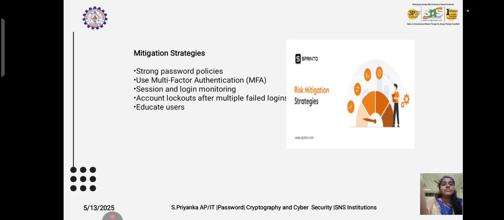Next is session and login monitoring. This mainly consists of detecting suspicious login attempts and, lastly, locking accounts after multiple failed logins. And finally, educate users on secure login practices. Educate users.